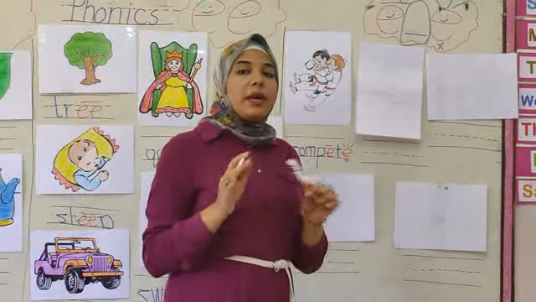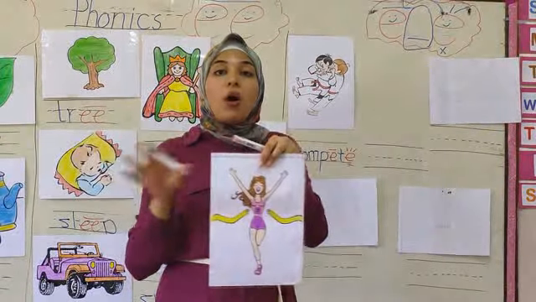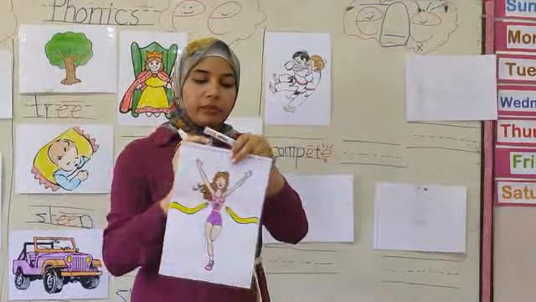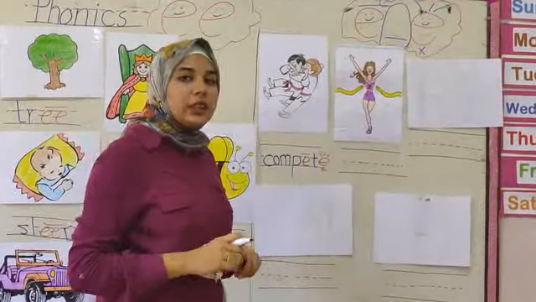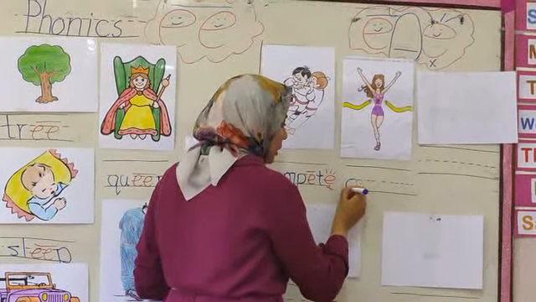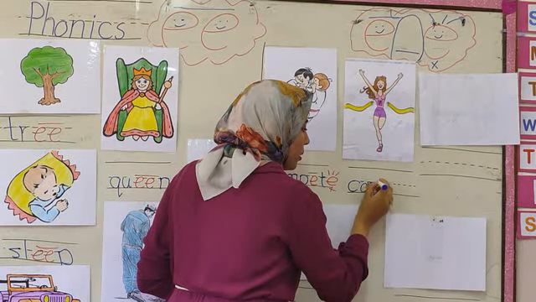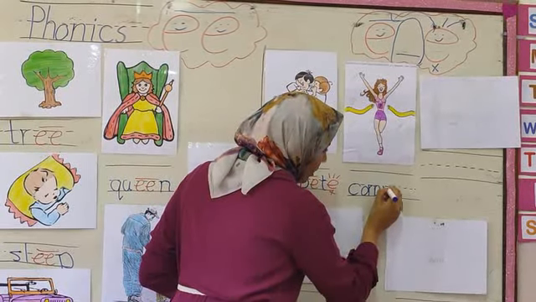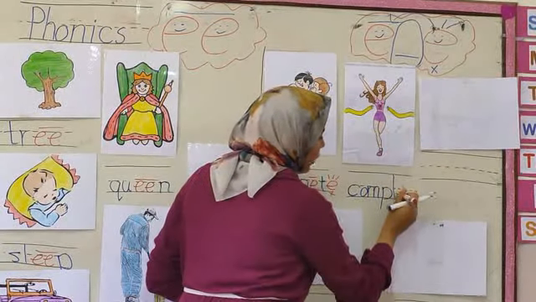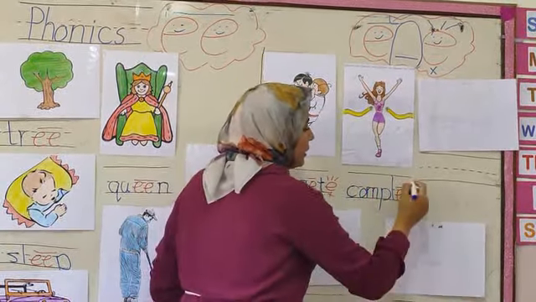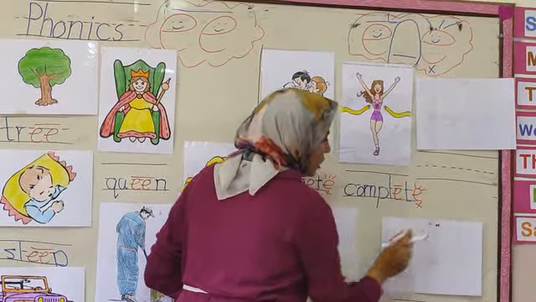When I'm finished doing or making something, it's what? It's complete, complete, complete. Let's write the word complete. C, short O, M, P, complete, long E, complete, T, and at the end I have silent magic E.